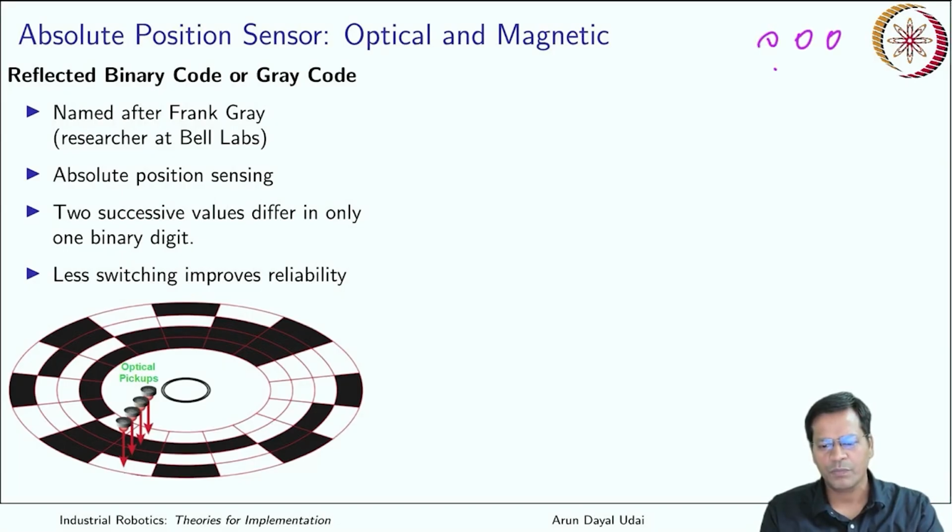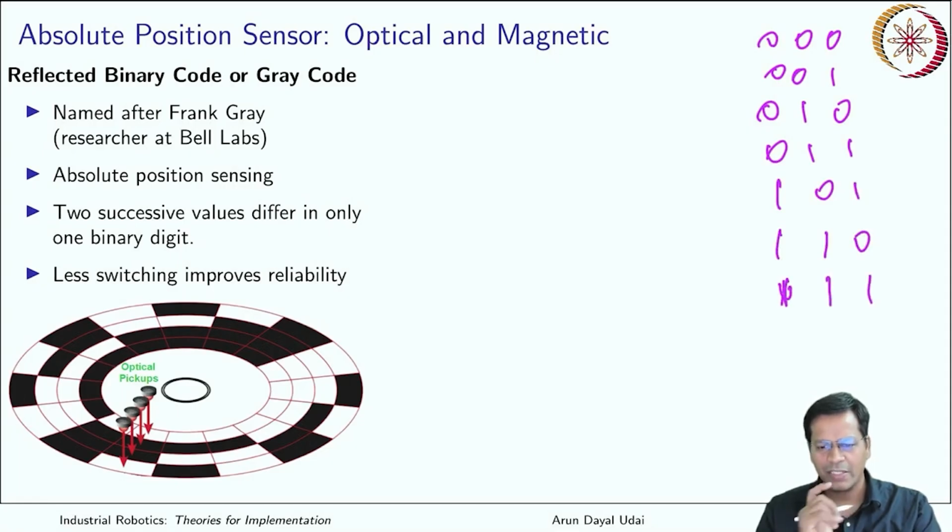0, 0, 0, 0, 0, 1, 0, 1, 0, 0, 1, 1, 1, 0, 1, 1, 1, 0, 1, 1, 1. Okay, so I think I am right, I don't know. 0, 0, 0, 0, yes. 1, 1, okay, I have missed one.